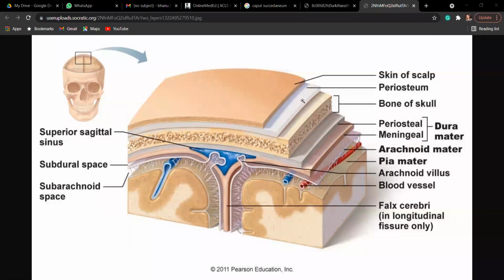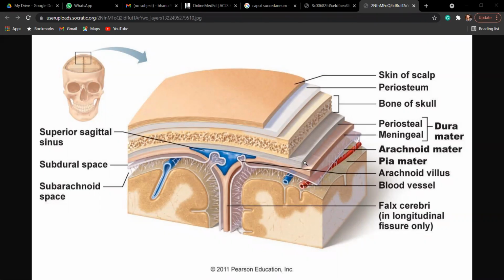After the periosteum, you have the dura mater, and you have two layers of dura mater. One is the periosteal dura mater, and the second is the meningeal dura mater. The periosteal dura mater lies in very close association with your bone. In between these two layers, you have the venous sinuses. These are the arachnoid granulations, which collect the CSF within the arachnoid space and drain it into the venous sinuses.